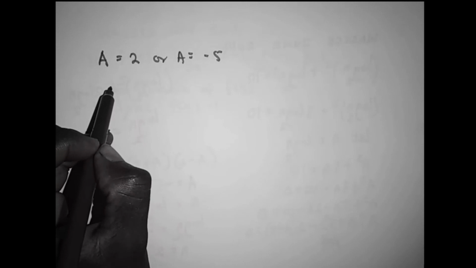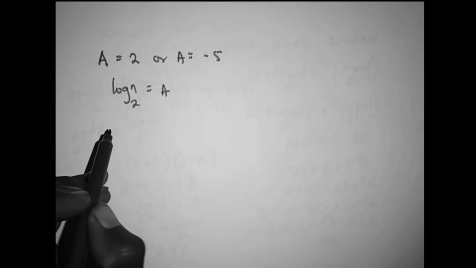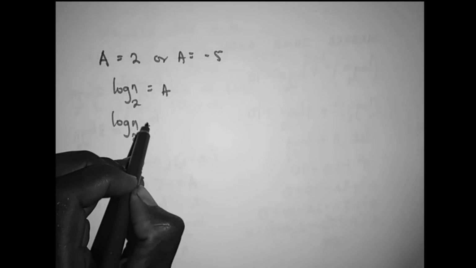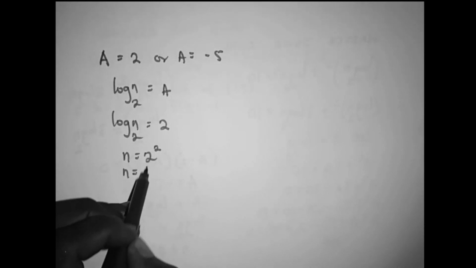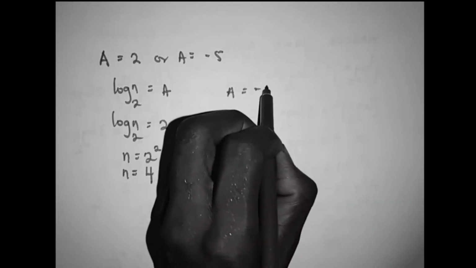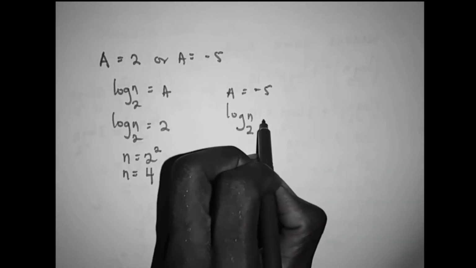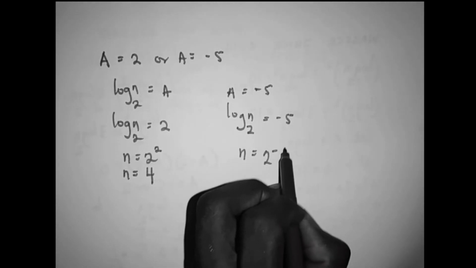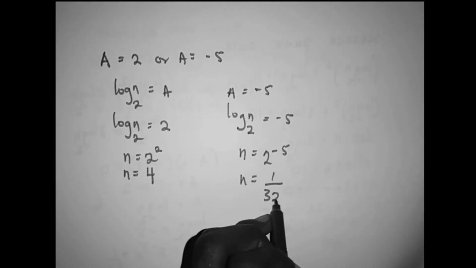But remember we said log n base 2 is equal to a. So when a is equal to 2, then log n base 2 is equal to 2. So n is equal to 2 exponent 2, and therefore n is equal to 4. Then when a is equal to minus 5, log n base 2 is equal to minus 5. n is equal to 2 exponent minus 5. n is equal to 1 over 32.